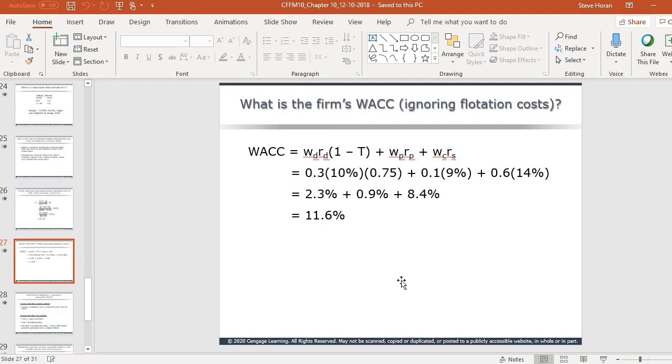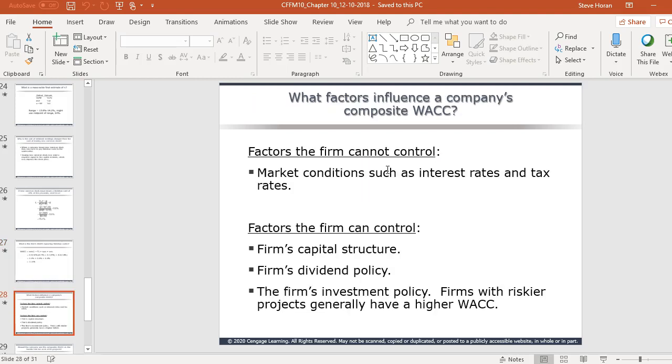So what's the WACC then? If we kind of ignore the flotation cost, we go back just to our 14%. It's just a matter of filling in the numbers, and we get down to 11.6%. Okay, so now think of that 11.6 as a baseline.